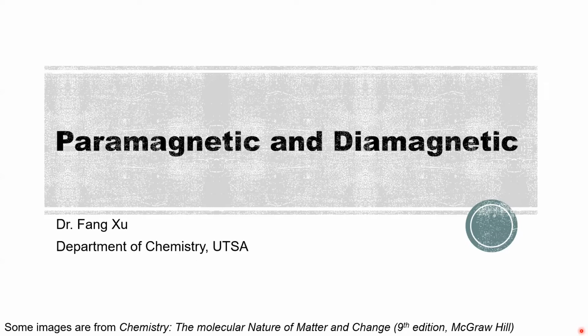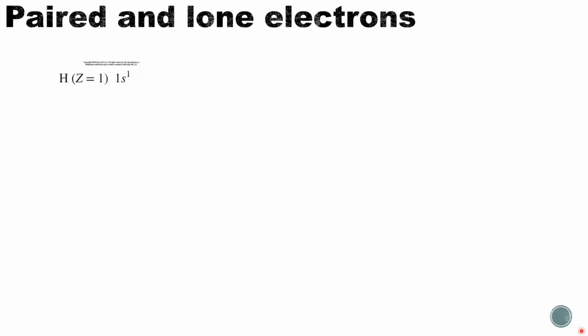I'm Dr. Fang Xu, and today we're going to talk about paramagnetic and diamagnetic atoms and how to determine that. This is a small topic on top of the electron configuration. Okay, so let's hit the topic. Before we talk about these two concepts, we need to know what paired electrons and lone electrons are.